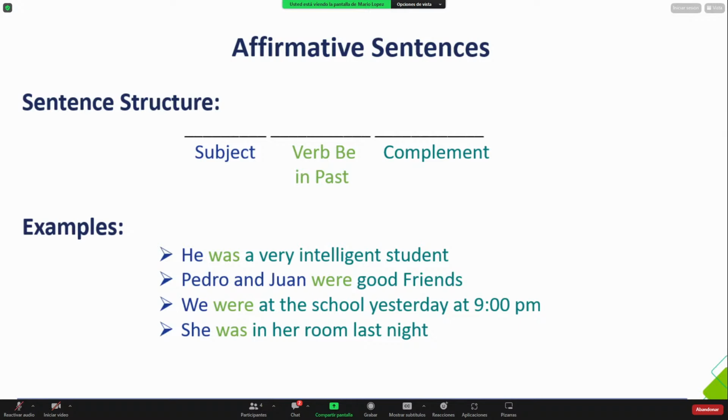Entonces el we usa were, and at the school yesterday at 9 p.m. es el complemento de la oración. Ven que todos siguen la misma estructura. The structure can change. La estructura puede cambiar. But this is the basic structure of the sentence. Esta es la estructura básica de la oración afirmativa. And the last example is, she was in her room last night. Ella estaba en su cuarto la noche anterior. She, a singular pronoun, use was.